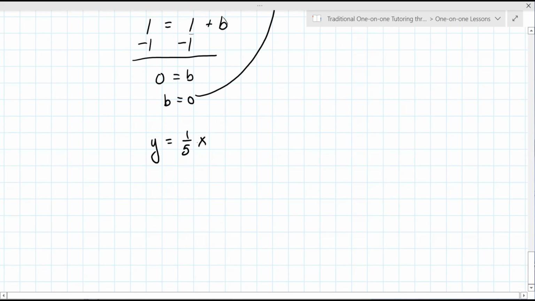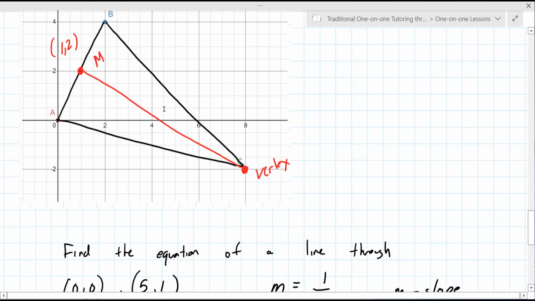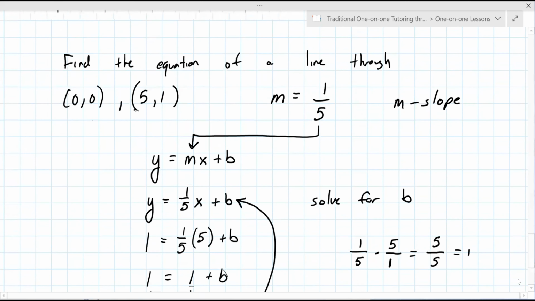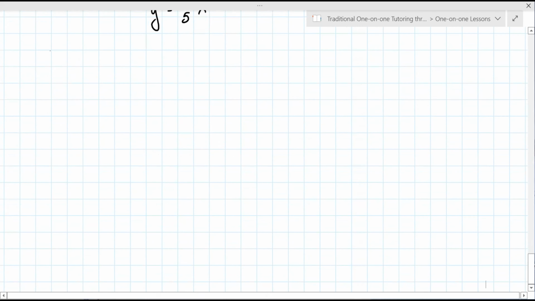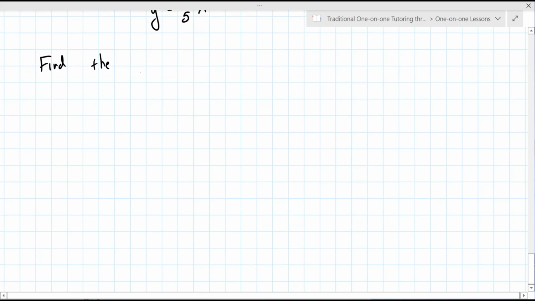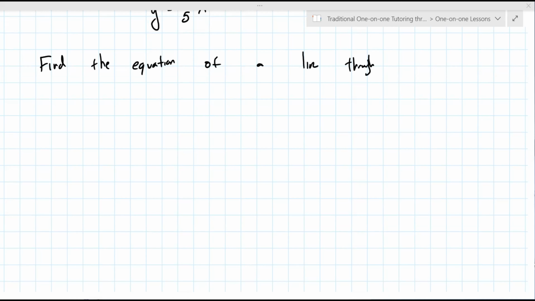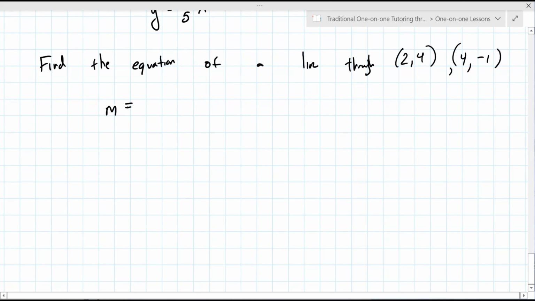Okay, so y equals 1/5 x. All right, now we're going to go back and do this again. We'll find another equation of a line through, okay, now I have to find that picture again. I'm looking for the one that, okay, so we'll go through B. This time we'll go 2, 4. And then the other point is 4, -1. So first thing I want you to do is find the slope between these 2 points, please.